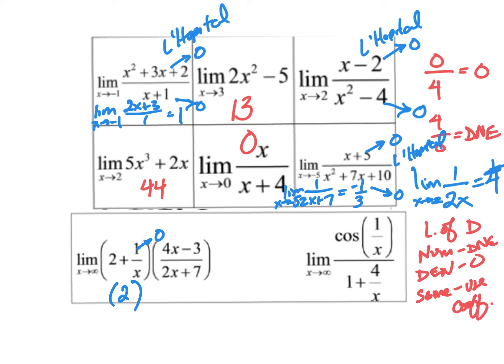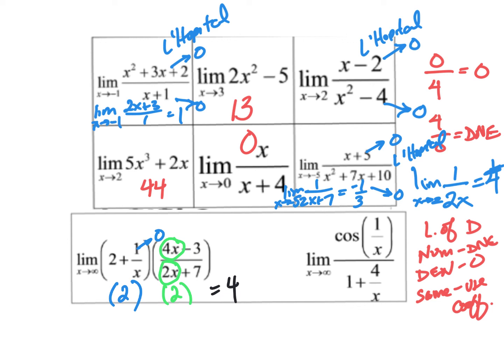So for instance here, the highest powered thing in the top is 4x, the bottom is 2x. Well, those are the same powered things. So we use the coefficients. 4 divided by 2 is 2. So this limit is 4: 2 from the first parentheses, 2 from the last parentheses.